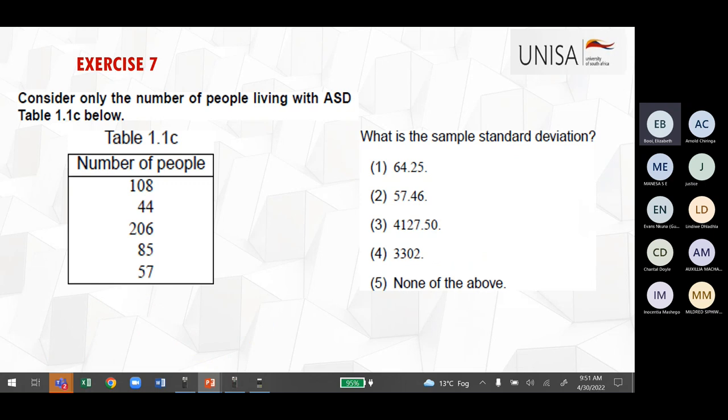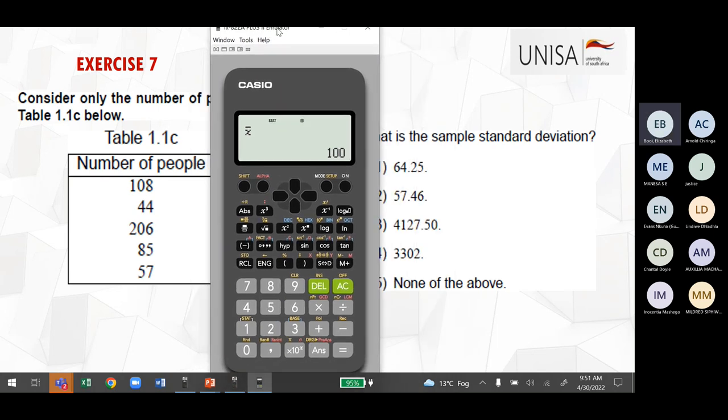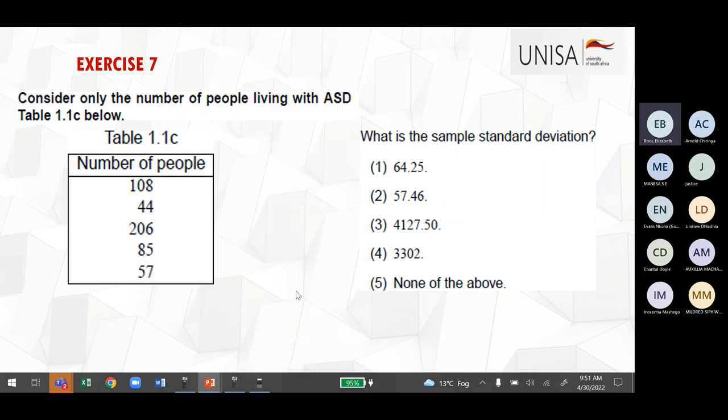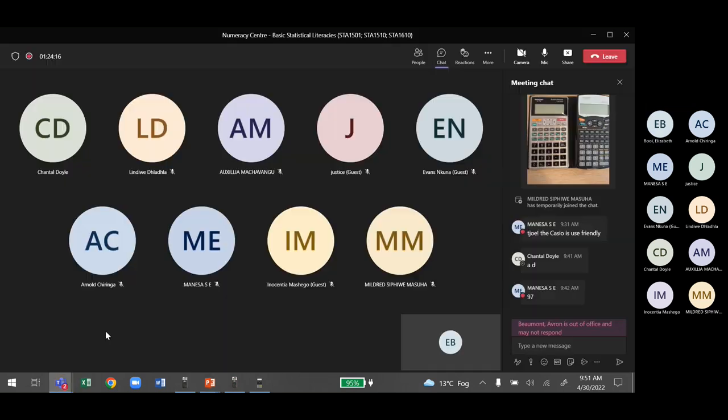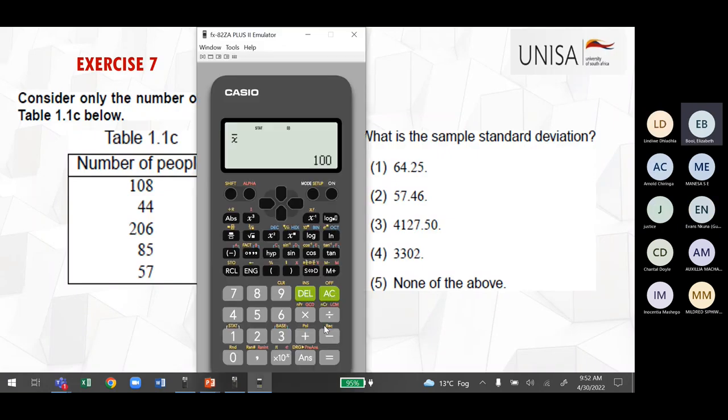I hope you already captured your data onto your calculator, because the next one says, what is your standard deviation? I have already my data because I quickly included the data on my calculator. I can calculate my standard deviation, but I want to see if you can get it as well. Then let's see. Anyone who already has the answer? Option 1, 64.24. Ah, so we do have those who already are on the roll.